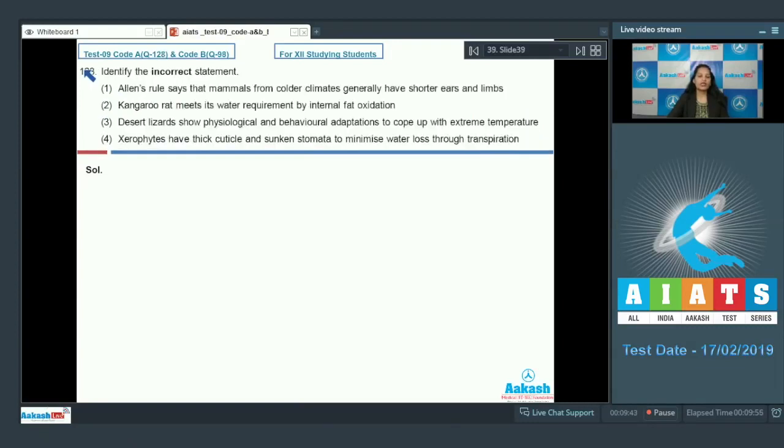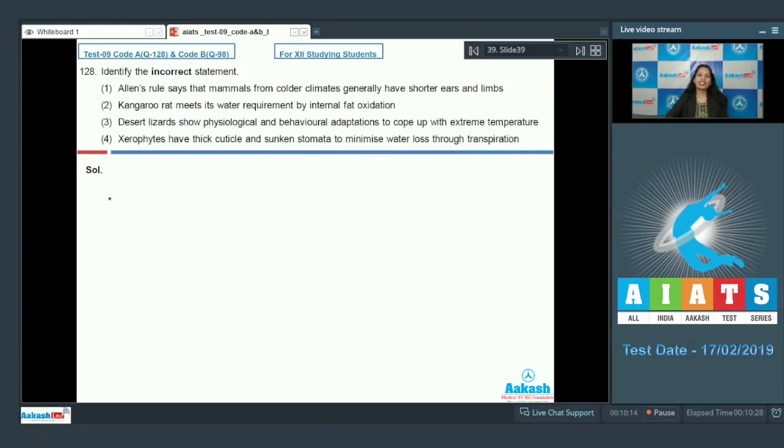Question number 128. Identify the incorrect statement. First option, Allen's rule says that mammals from colder climates generally have shorter ears and limbs. Second, kangaroo rat meets its water requirement by internal fat oxidation. Third, desert lizards show physiological and behavioral adaptations to cope up with extreme temperature. Fourth, xerophytes have thick cuticle and sunken stomata to minimize water loss through transpiration.